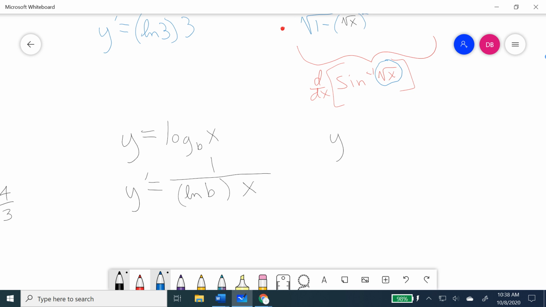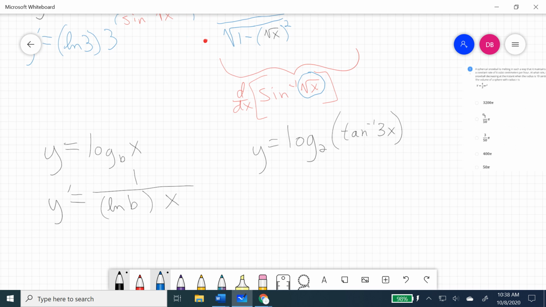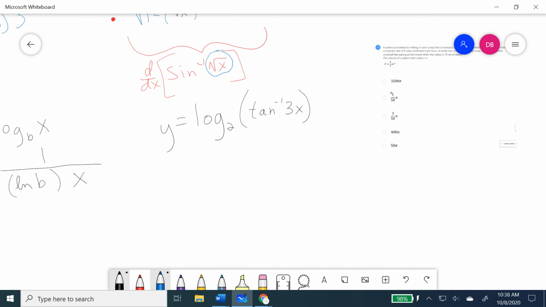So if I gave you, for example, log base 2 of inverse tangent of 3x, I'll do this and then I will go to that quiz problem. Could you take the derivative of that? And looking at the time, I feel like I should just get going.